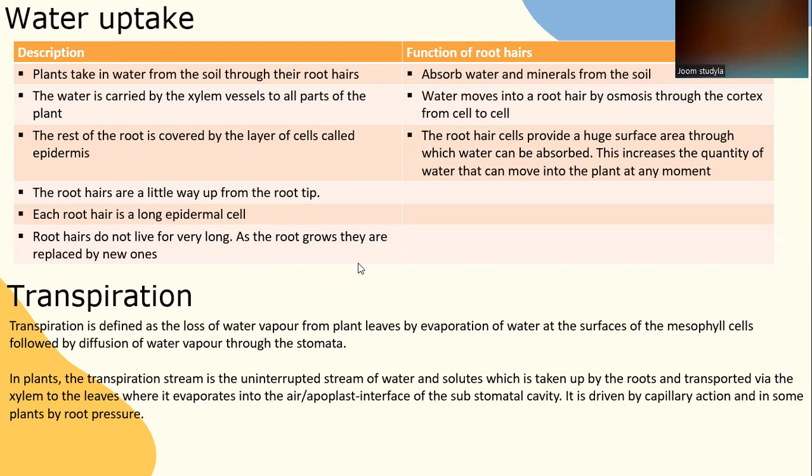Next, we go to the topic regarding transpiration. What is transpiration? Transpiration is defined as the loss of water vapor from plant leaves by evaporation of water at the surfaces of the mesophyll cells, followed by diffusion of water vapor through the stomata. In plants, the transpiration stream is the uninterrupted stream of water and solutes which is taken up by the roots and transported via the xylem to the leaf, where it evaporates into the air at the interface of the substomatal cavity. It is driven by capillary action and, in some plants, by root pressure.